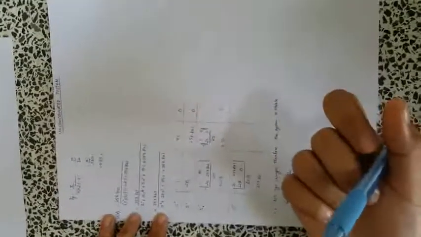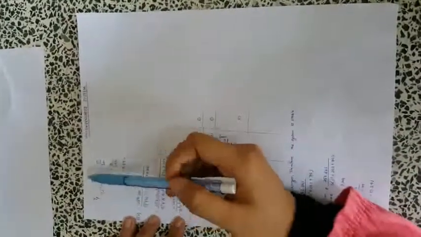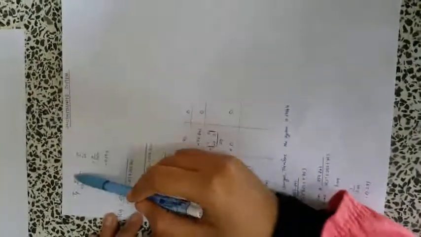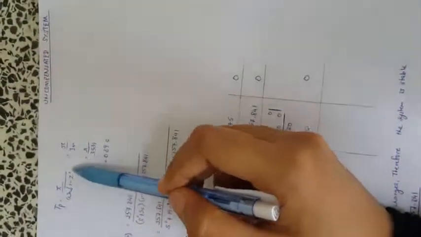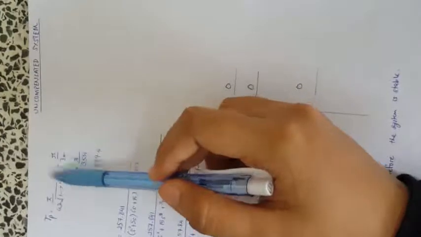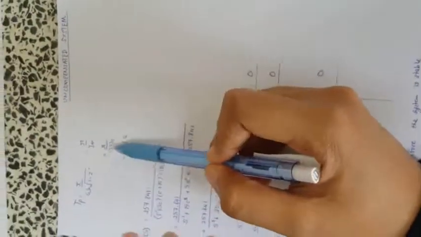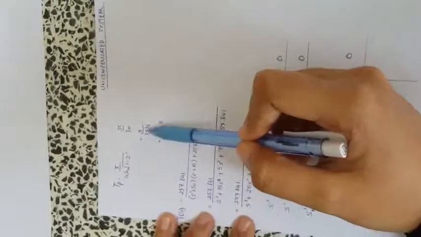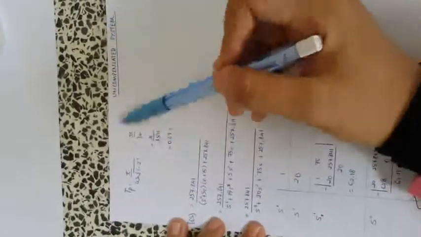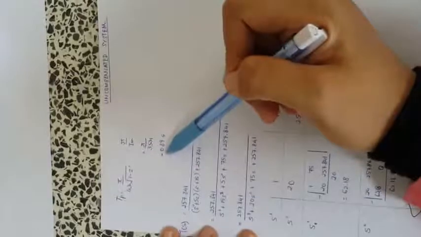For the uncompensated system, the peak time is obtained by using this formula, which is pi over omega n square root of 1 minus zeta squared, which is equal to pi over the imaginary part. This is the old imaginary part for the uncompensated system, and we get 0.89 seconds for the peak time.